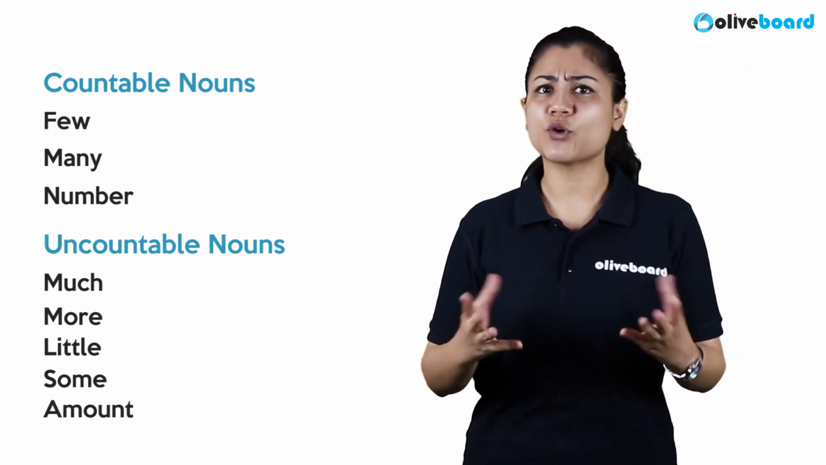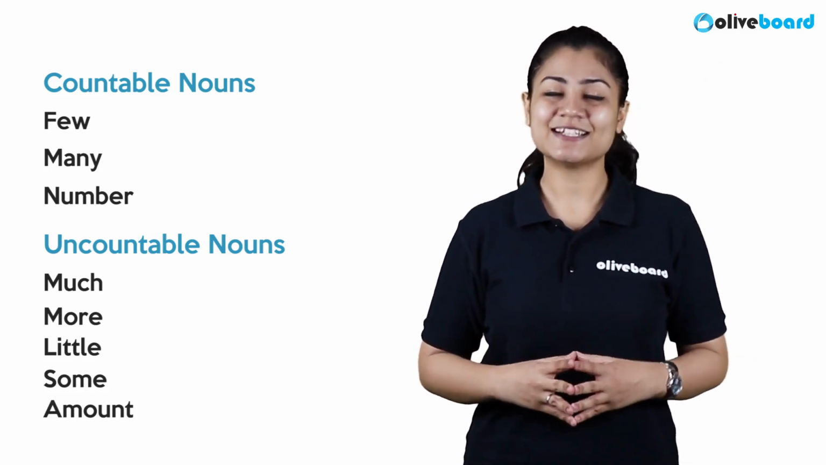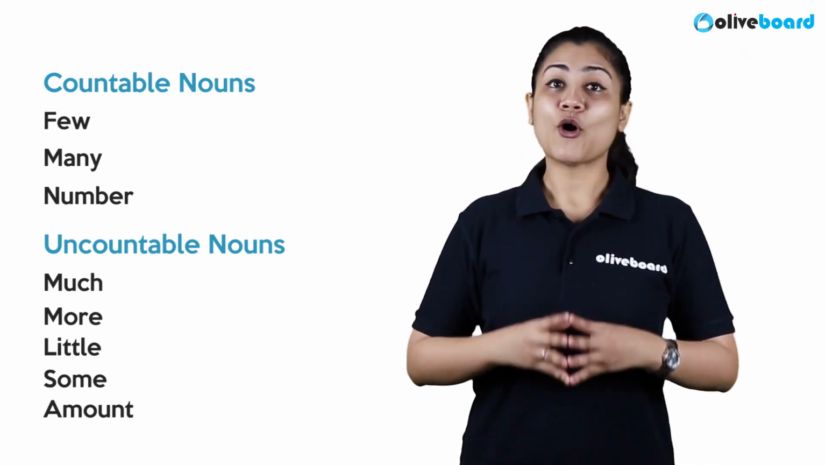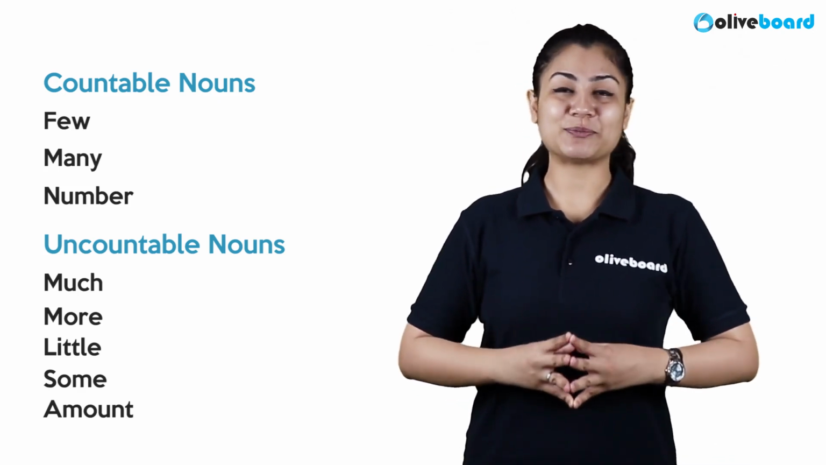Now all of these words are used for uncountable nouns. Like please give me some water. Water cannot be counted, right? That's why we used some. Similarly, little rice. All of these words are used for uncountable nouns.